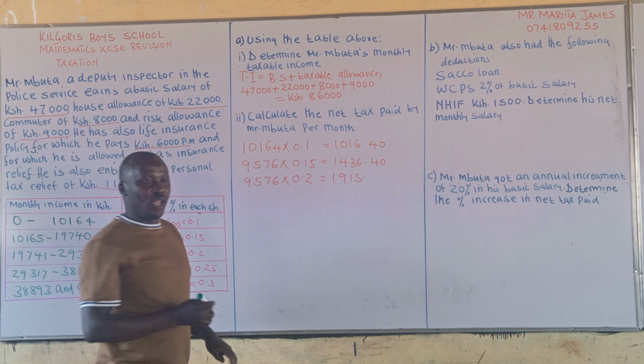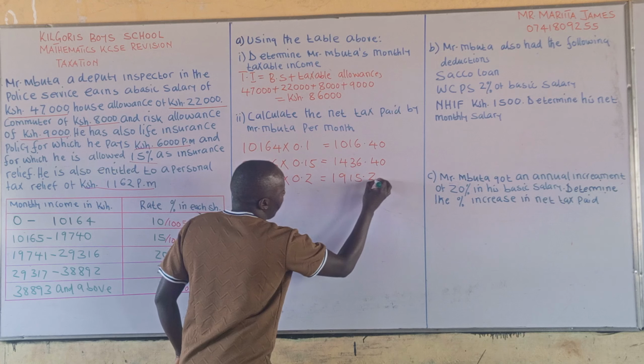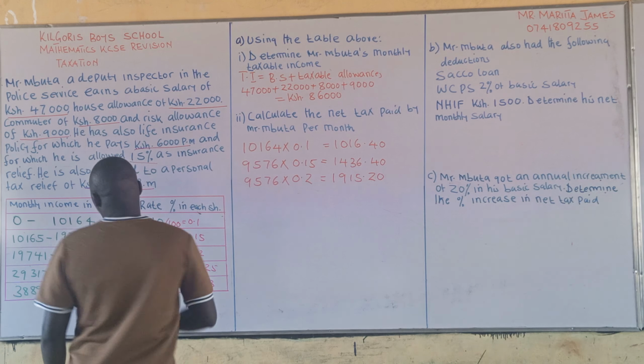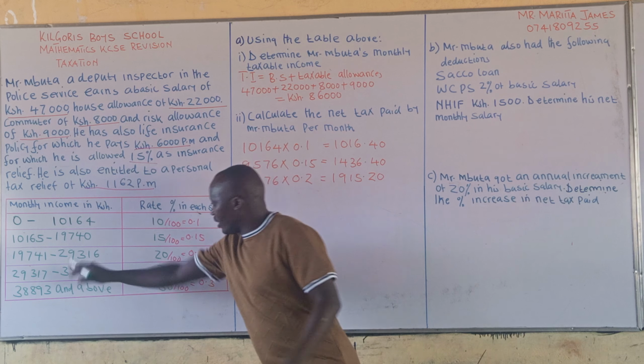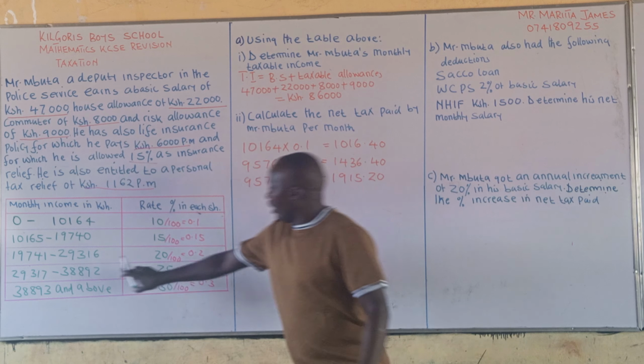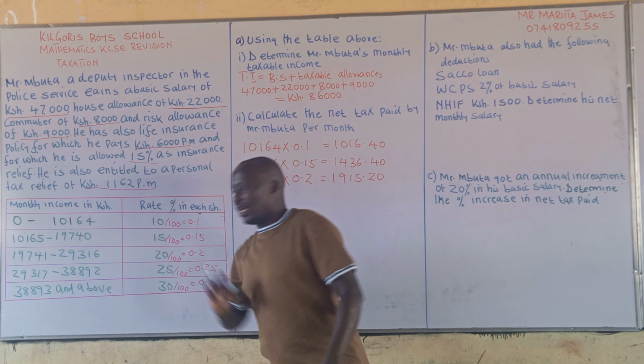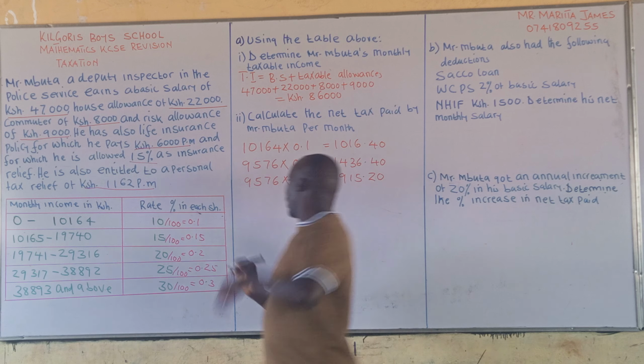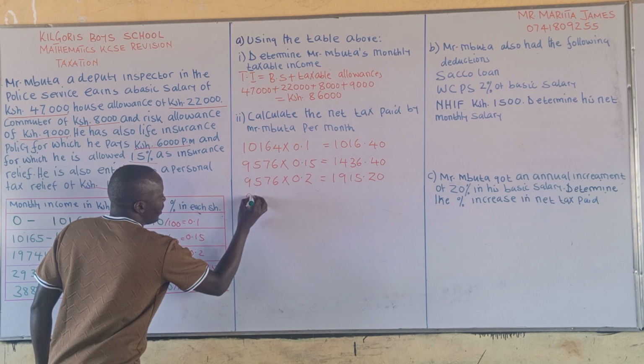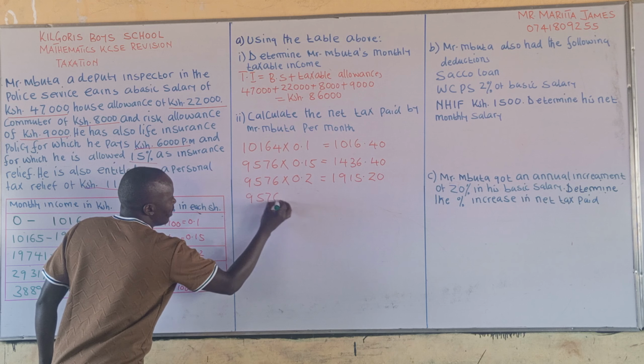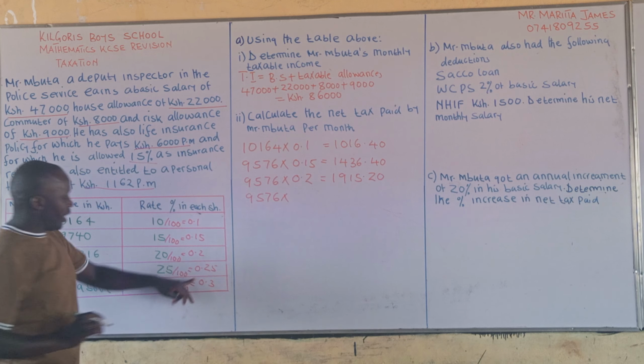1,915, and then we have 20 cents. We have this one at 20 cents. Next we have 38,892 minus 29,316. That one also gives a difference of 9,576. This one multiplied by this rate.